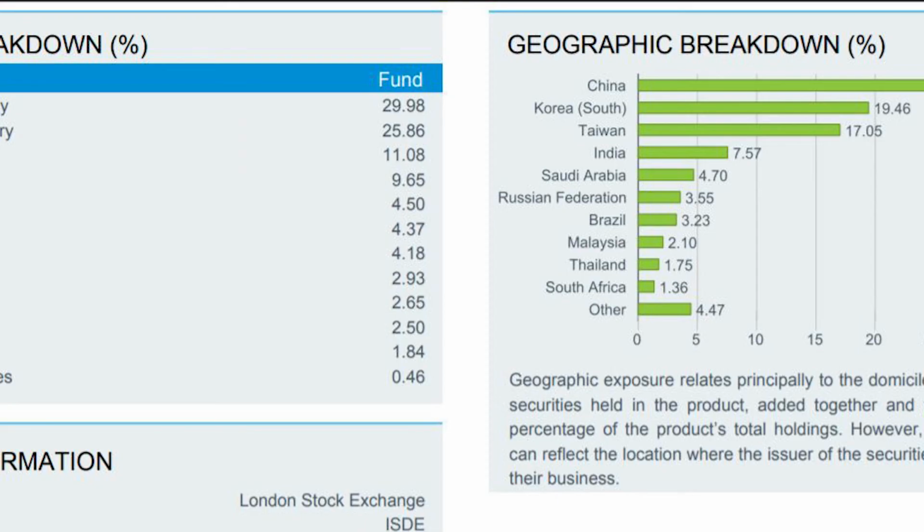When we look at the geographic breakdown of this particular ETF, we can see that it has the highest weighting in China, followed by South Korea, Taiwan, India, Saudi Arabia.